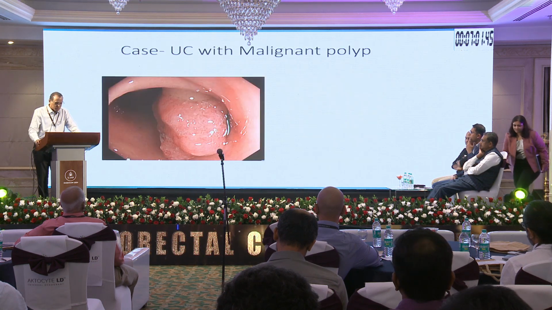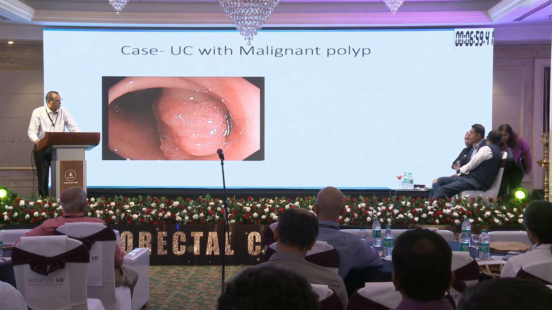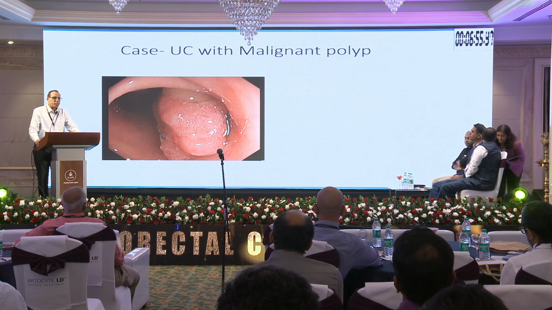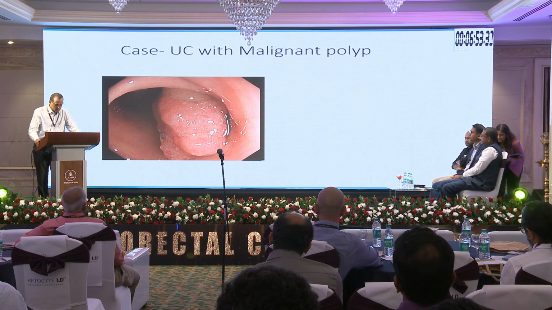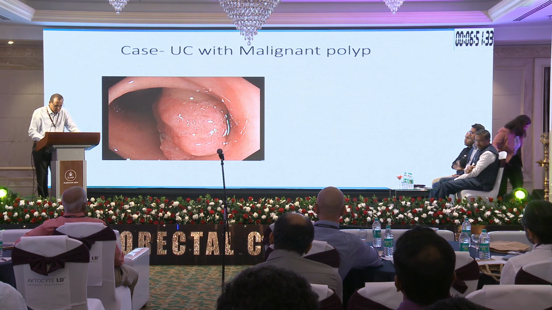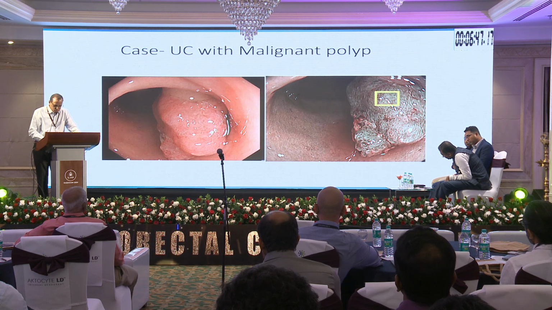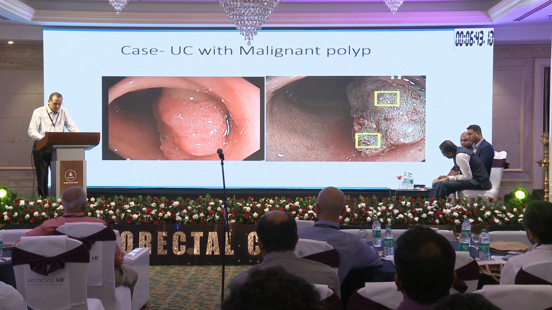This is an example of a patient. I think Chandramohan referred this case. This is a colonic polyp, a pedunculated polyp in a patient with ulcerative colitis. This is the white light. This is the narrowband image. So you can see the difference here. Two areas, JNET type 2A, 2B in the top and type 3 in the below.